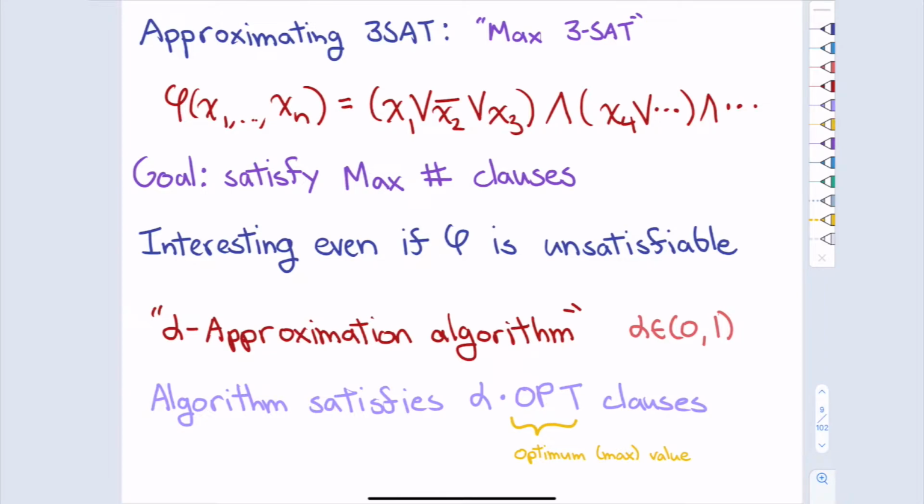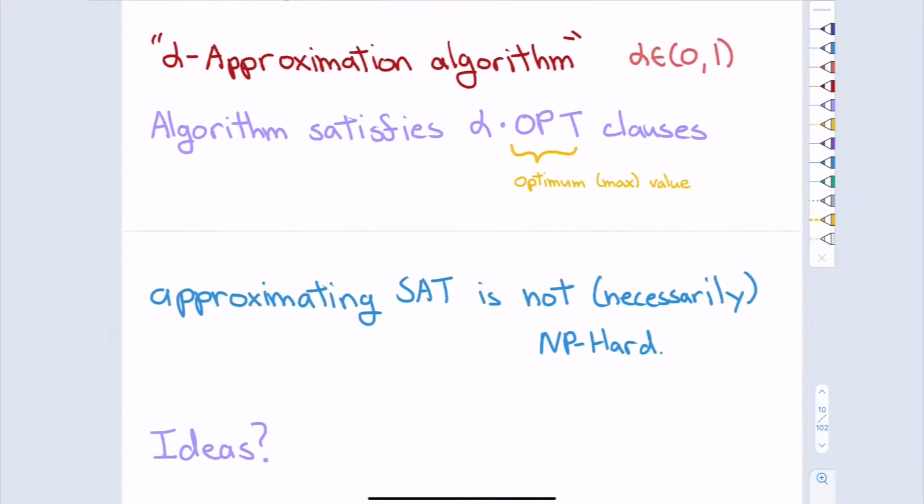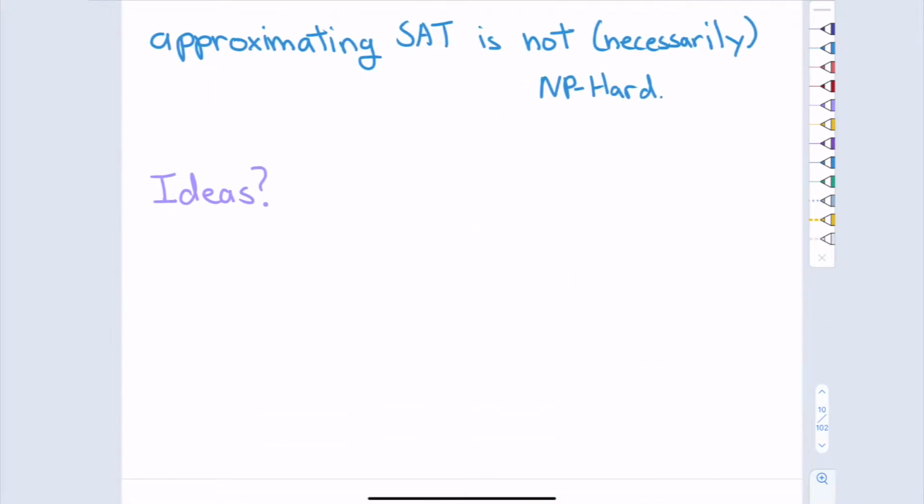Okay. All right, so, three SAT. Well, we're doing max three SAT. I want to satisfy as many clauses as possible, three variables per clause. Okay. This problem is not necessarily NP-hard, right? Trying to satisfy 50% as much as opt doesn't tell you if the formula is satisfiable or not. Okay. Anyone want to suggest, just for fun, some ideas?